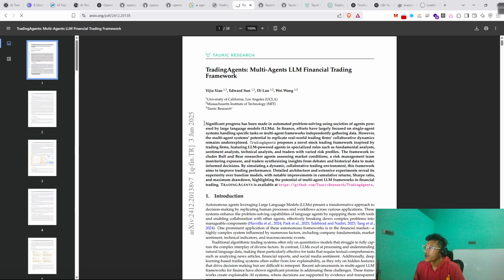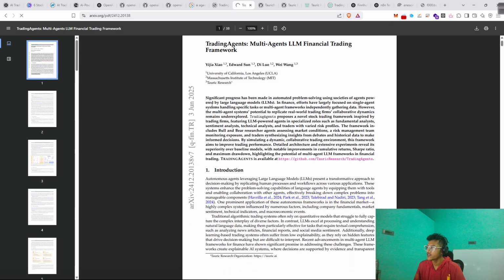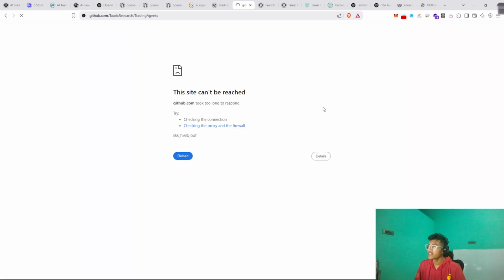Okay, so see, this paper got released on 3rd of June, I suppose. Yeah, 3rd of June 2025. And it's from MIT, UCLA, and Zurich Research. What we can see here is, significant progress has been made in automated problem solving using societies of agents powered by large language models. In finance, efforts have largely focused on single agent systems handling specific tasks, or multi-agent frameworks independently gathering data.